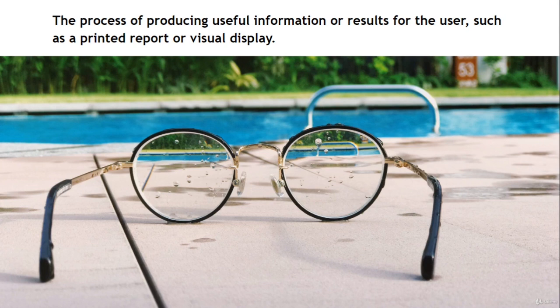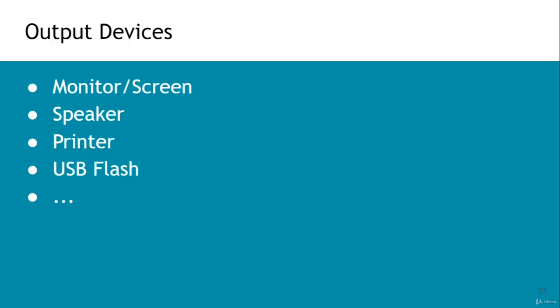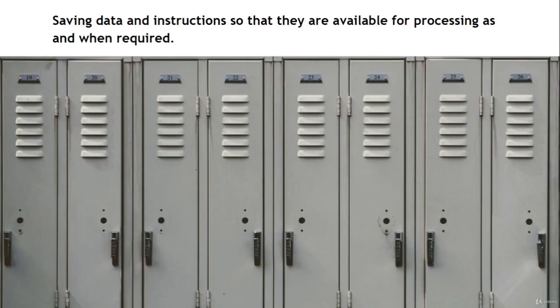Maybe as a printed report or something like that. It's the output, in our language. So the computer is really intelligent. It changes 0 and 1 to our language as output. Output devices can be a monitor, screen, speaker, printer, or USB flash. They are all output devices. For example, you play a song and you listen to it through a speaker. That's called an output device.